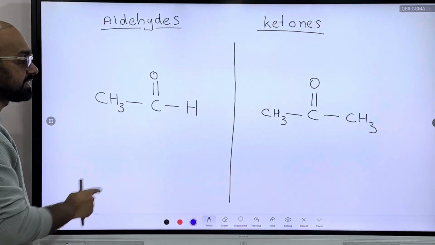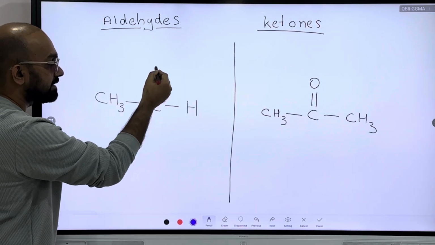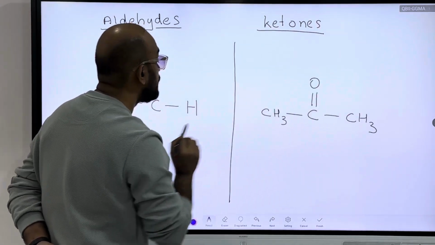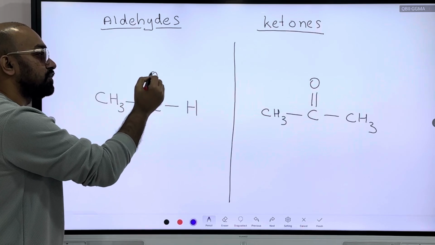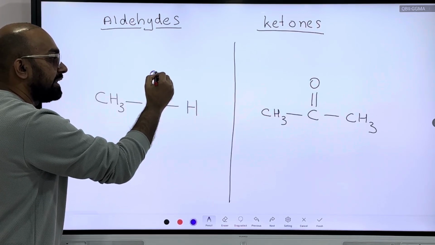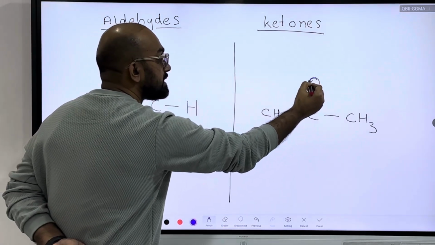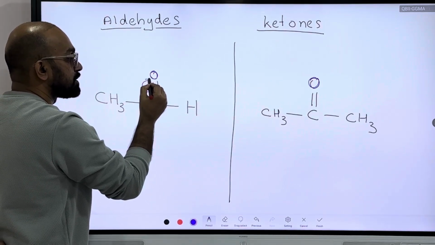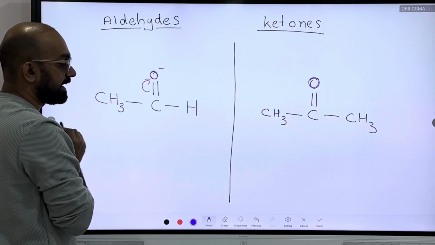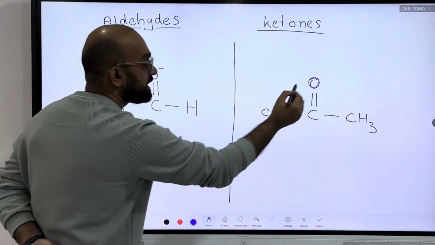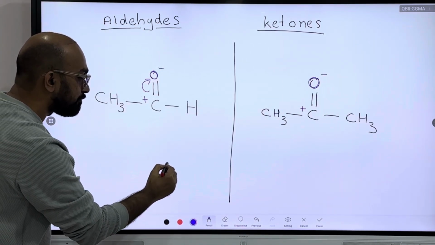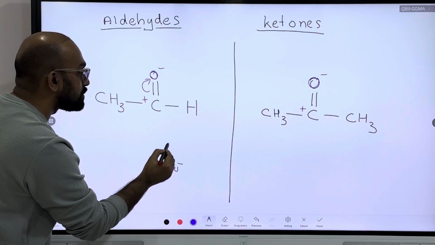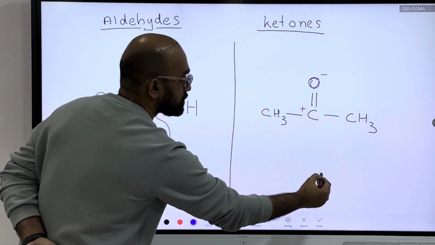Okay, electronic reason. See, listen. If you consider this bond, the C=O bond, we know the C=O bond is polar due to the high electronegativity of oxygen. Oxygen is highly electronegative. So what will happen? See, this electron pair will shift towards oxygen, make this oxygen negative, carbon positive, right? You remember, right? Now, see, the nucleophile will get attracted towards this carbon carrying positive charge, right?